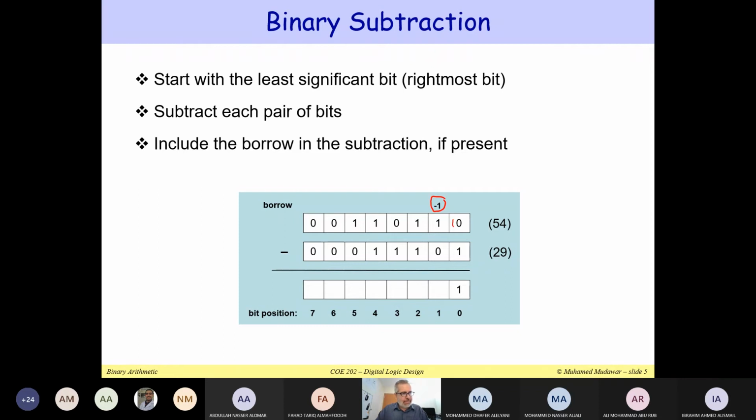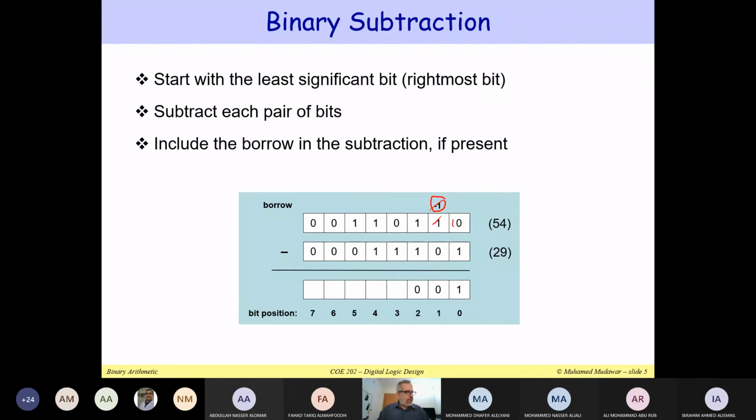It becomes 2 after borrowing, right? And 2 minus 1 is equal to 1. So now when we borrow from this one, this becomes 0. 0 minus 0, we get 0 with no borrow. Now 1 minus 1 is 0, and there is no borrow. This is easy, right?